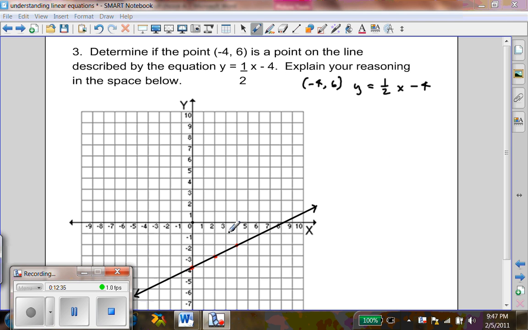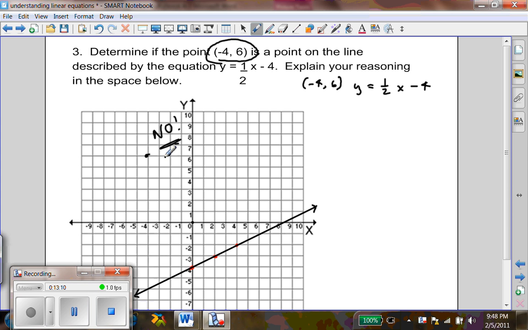All right, so you should have a graph that looks very similar to mine, actually identical to mine, and I put 3 points on here. Now from here, if you have the graph, we can just look. Let's go to the point -4, 6. That means I go left 4, and then I go up 6. That point right there. Is that point on my line? And the answer is no. If it's not on the graph, then it's obviously not a point on the line because the line is not passing through that point.